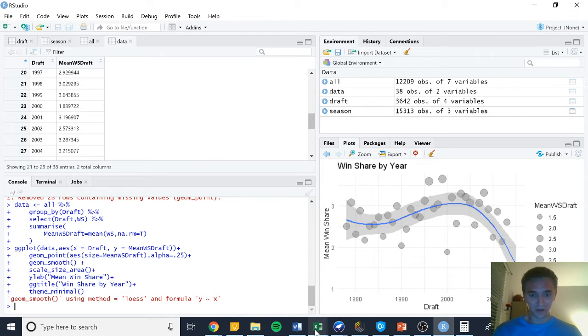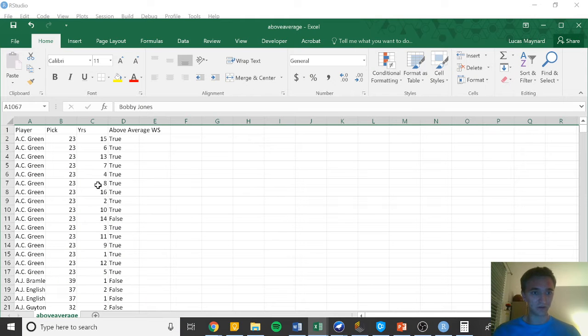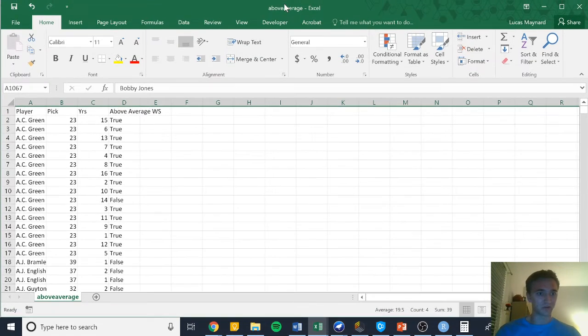So just to show you what I ended up with here, I ran some more things and ended up with this. I'm just going to show you in Excel. We're not doing any more of the stuff in Excel, but I just wanted to show this data set a little bit. It's small enough that I could bring it up in Excel to show it. Here is every player, the pick they were chosen at, their number of years at a certain year, and then whether they had an above average win share in that year of their career.